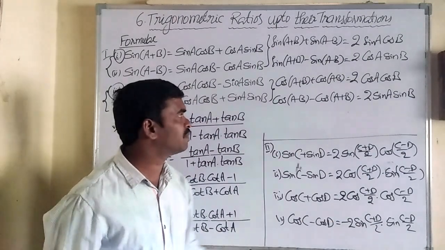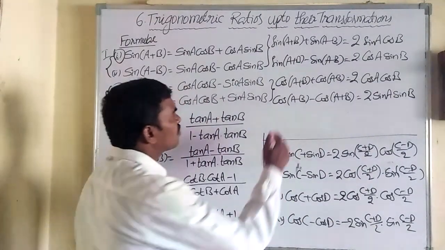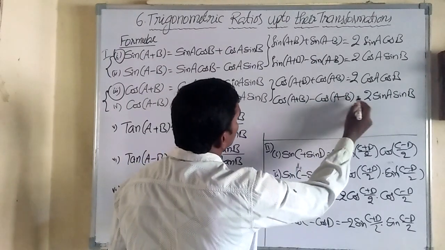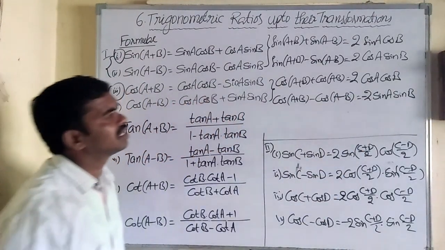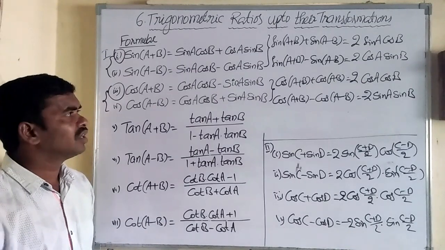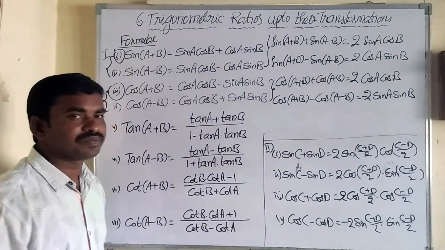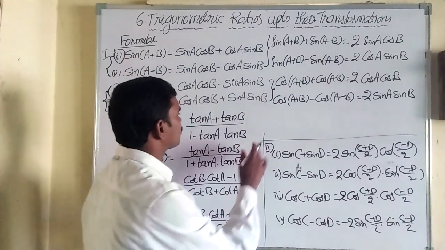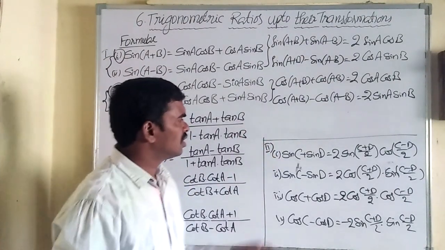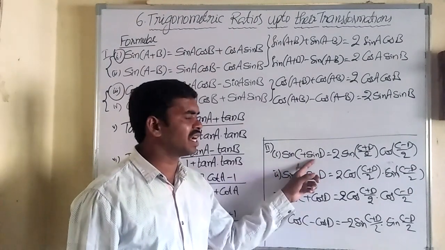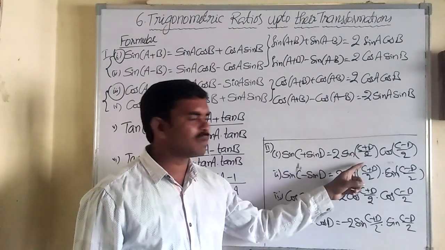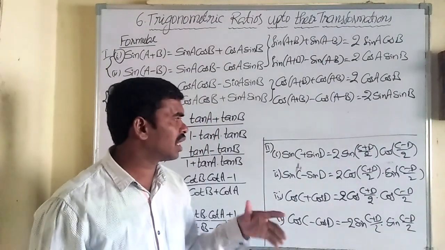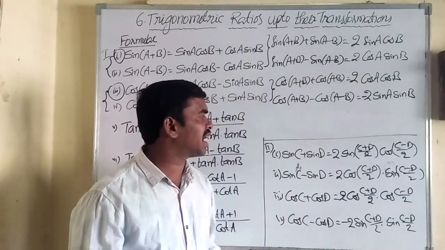Why minus? Here also, if you do cos of A plus B minus cos of A minus B, you will get minus 2 sin A sin B. Formulas we can write in any way, but whether it is right or wrong, that is important. Is it clear? 4 formulas: sin C plus sin D is 2 sin (C plus D) by 2 into cos (C minus D) by 2. You have to pronounce it, okay?